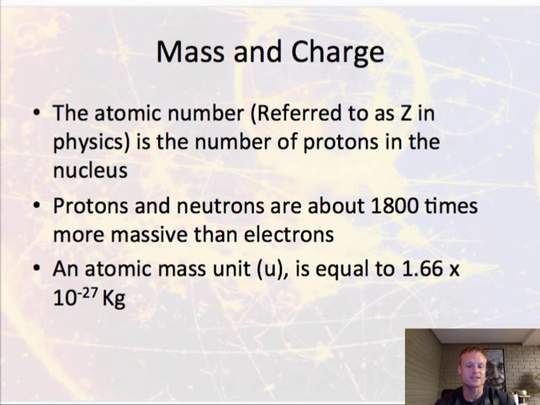The atomic mass unit, which is referred to as U, is equivalent to 1.66 times 10 to the negative 27th kilograms. So a super small number. Typically, even though kilograms is the standard unit to use when you're measuring mass, for this unit we will use the atomic mass unit, which is equivalent to 1.66 times 10 to the negative 27th kilograms, but who really wants to say that or write that over and over again? So we just call it one atomic mass unit.